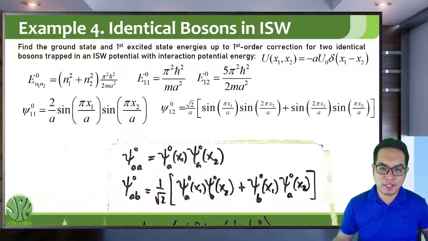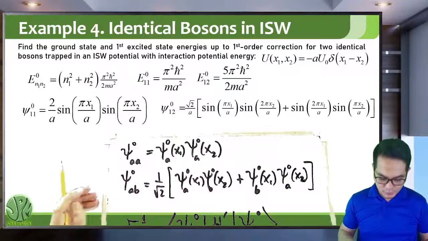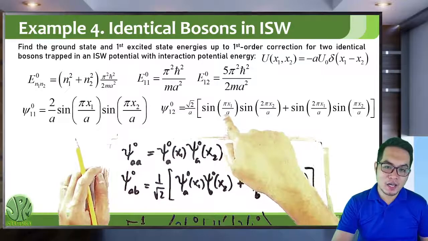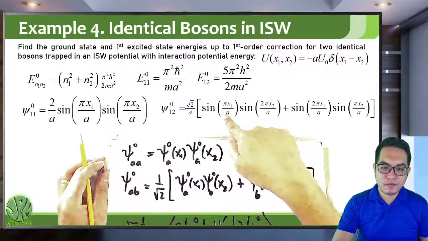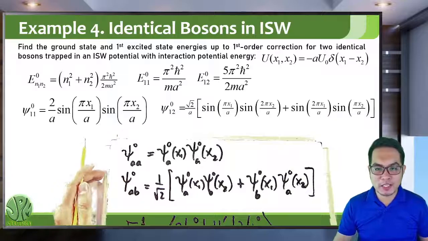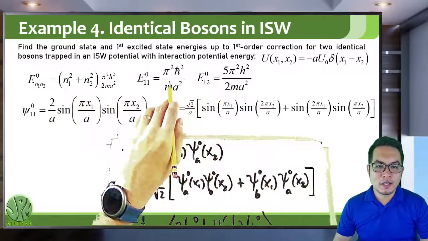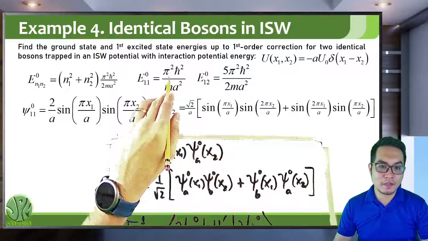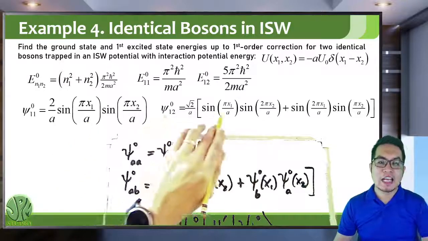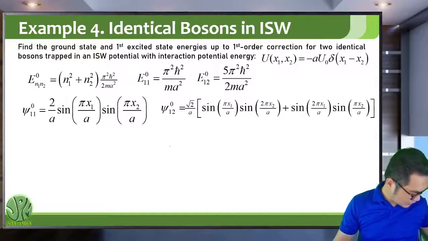And for the first excited state, since the particles are in different states, we use this equation. So you have this, which is basically psi A, psi B plus psi B, psi A for particles 1 and 2 respectively. So these are now the unperturbed energies for the ground state and the first excited state, and this is the unperturbed ground state and unperturbed first excited state. So how do we now find the corrections?